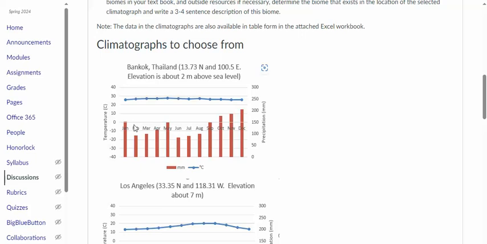So your job is to describe the pattern. You're going to choose one climatograph, and then you're going to describe the pattern of precipitation and temperature in that location throughout the year. Your description should include numbers that you read from the graph. So that helps me know that you're reading the graph correctly.